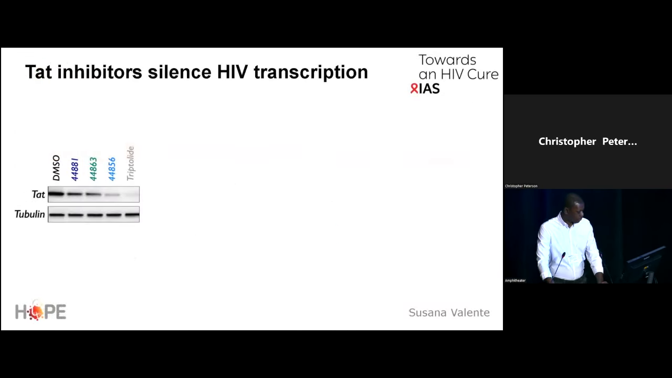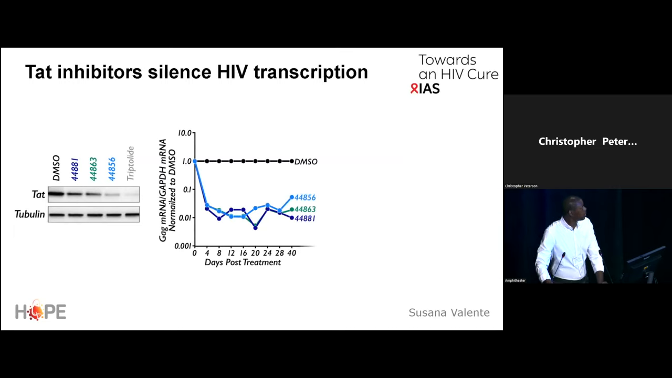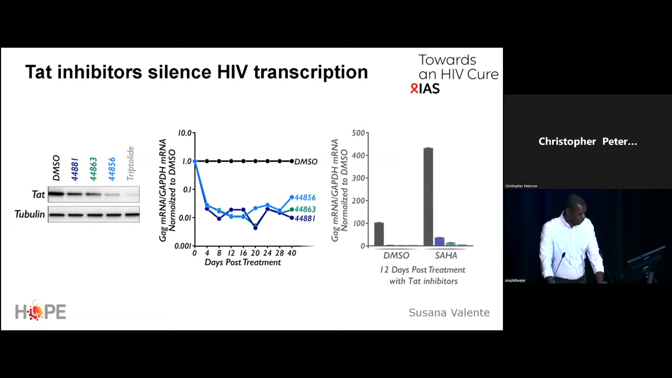Just to give you a snapshot of some of the targets that we have found, this is some work from the Valente lab. They've been able to identify some very specific TAT inhibitors, and we're very excited to work with these compounds. The exciting thing about these compounds is not only that they are able to degrade TAT, but you also get durable silencing. Here you can see in this figure, for three compounds, when you stop ART, you see maintenance of suppression of gag mRNA in these cell lines. And more interestingly, when you try to reactivate, you see continued suppression of transcription 12 days post-treatment with these TAT inhibitors. So we're very excited to move these inhibitors forward into the program.